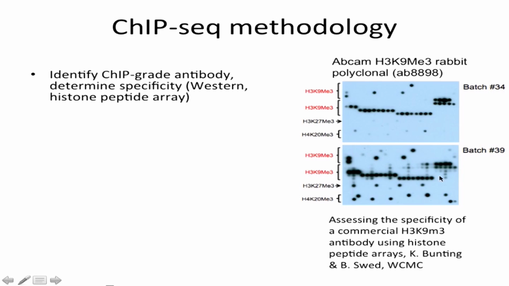What that means is that if you were to use this antibody to pull down DNA as a way to identify where you have this histone modification in the genome, you would not only pull down DNA associated with these marks, you would pull down DNA associated with also these histone marks.